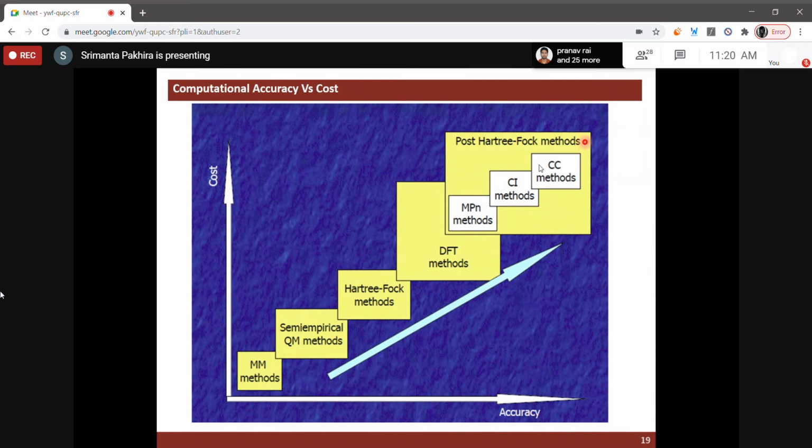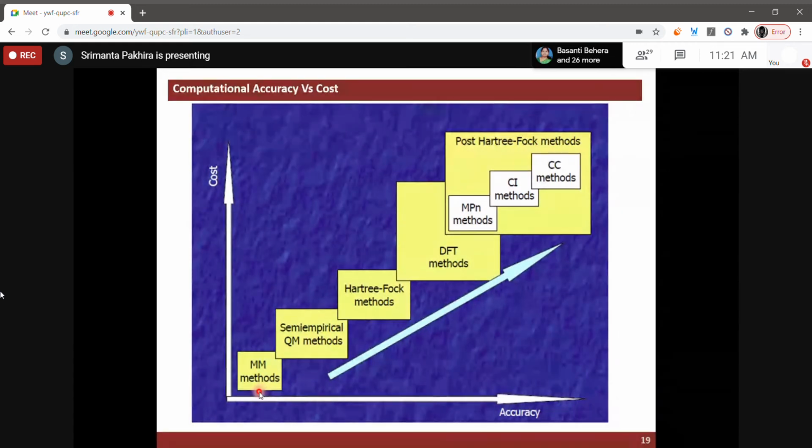When we use molecular mechanics, today or tomorrow I'll show how molecular mechanics works, it doesn't take even a fraction of a second on your computer. So you can imagine it doesn't take any time, and if your normal computer is doing a molecular mechanics optimization, that means it's a fake result. It has no importance in science.